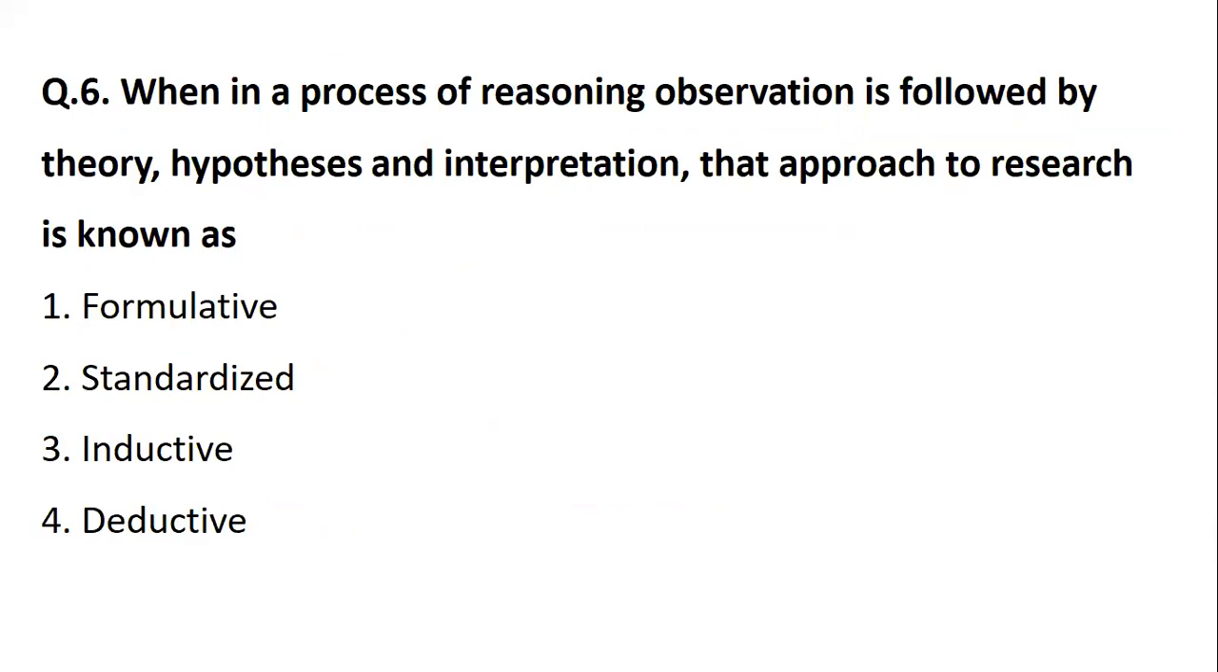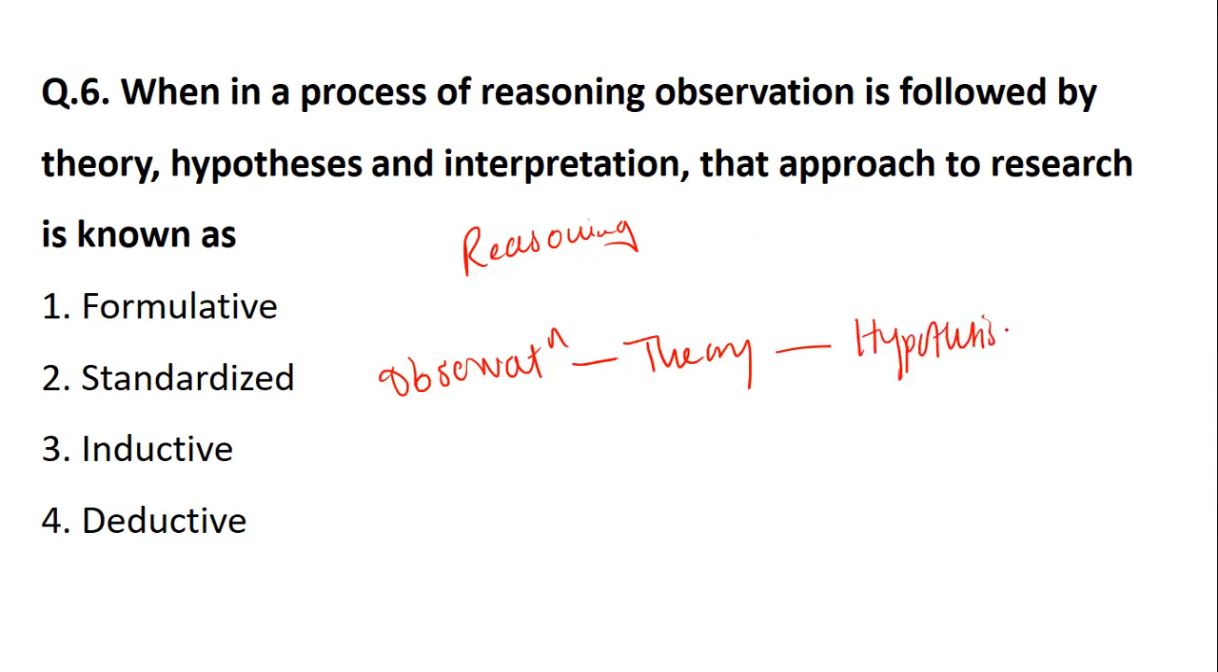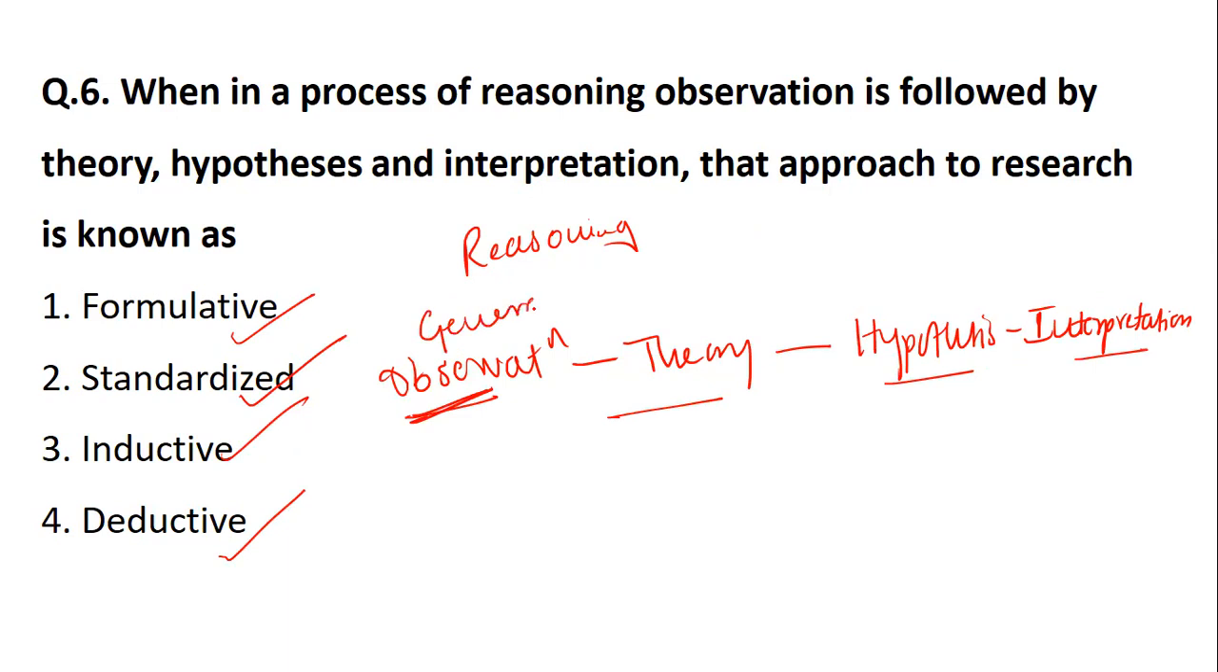Now, coming to the next question: when in a process of reasoning, observation is followed by theory. So we are doing reasoning, right? Observation is followed by theory, okay? Hypothesis and interpretation. So next is hypothesis and interpretation, right? What will this approach be called? We have observation, we have theory, we have hypothesis and interpretation. Such an approach will be called formulative, standardized, inductive, or deductive. Okay, we start with an observation. So what we take is basically general, and we try to come to what? We try to come to specific or particular.